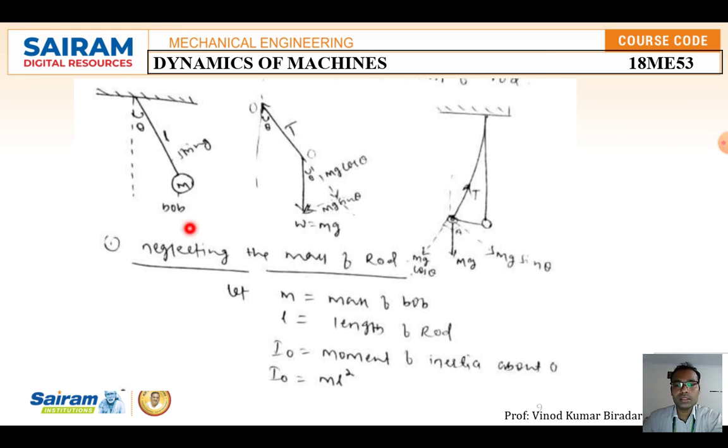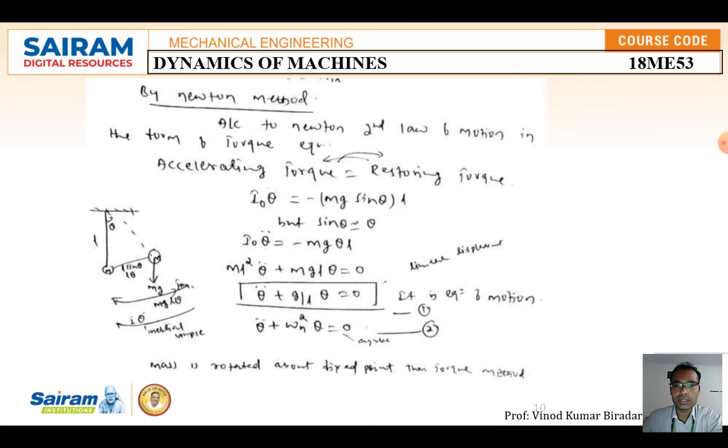So, neglecting the mass of the rod, we are going to consider the notation: m is the mass of the bob, l is the length of the rod, and I₀ is the moment of inertia about O, and I₀ is given as m l², that is, mass into distance squared. According to Newton's second law, F is equal to ma, the sum of forces, that is, the acceleration torque is equal to the restoring torque. So here I₀ θ double dot is equal to minus m g sin θ into l. This is force into distance, but sin θ is approximately equal to θ, so remaining is what?